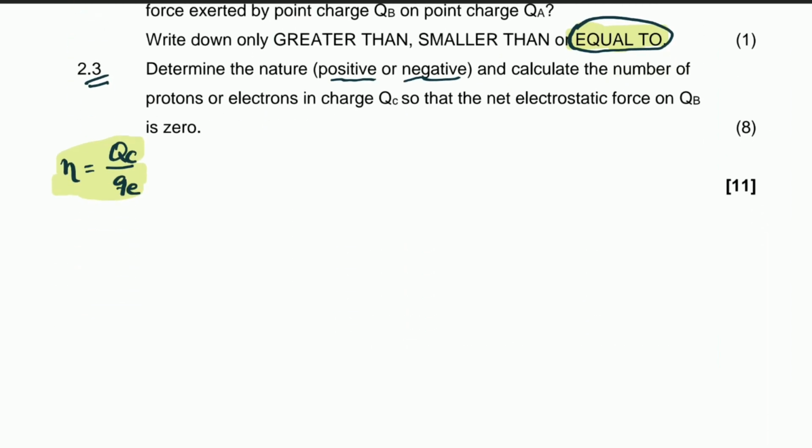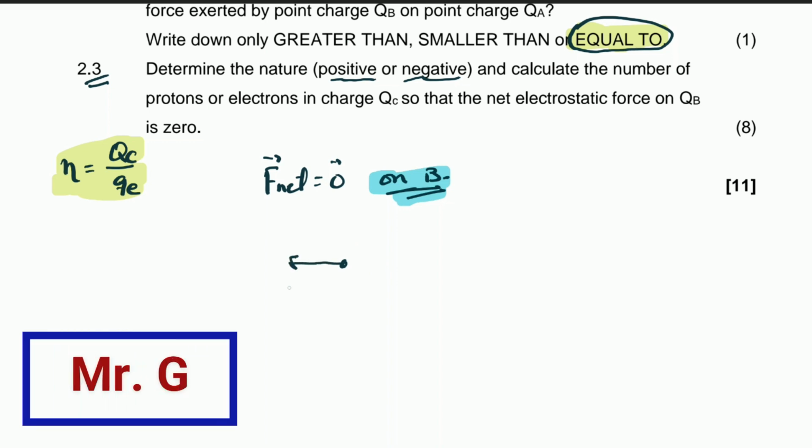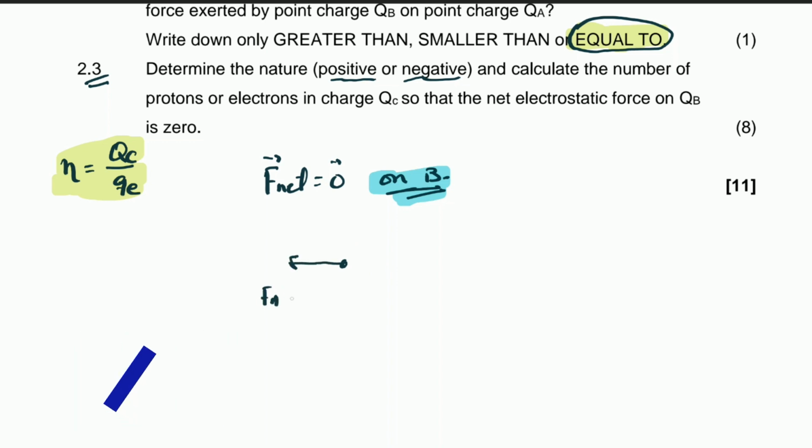So, how to start this one? First of all, I will start saying that the net force is equal to 0. Net force on B. That one is given to you. We're working on B. Now, on B, let's redraw here what is happening on B. We have one force pointing to the left, which is FA on B. There is no gravitational force because we are in the vacuum. And there is another force pointing to the right, which is FB on A.